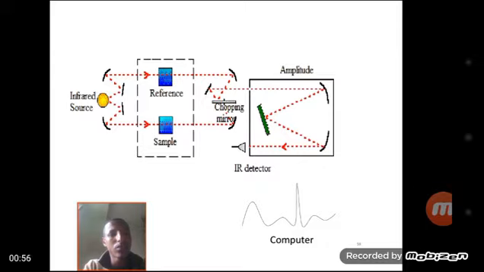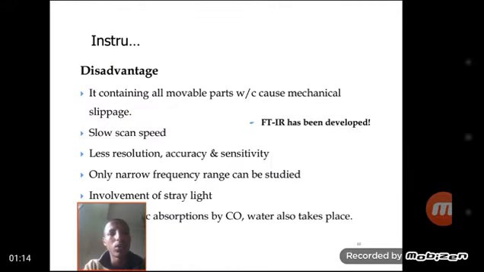As we can see from the instrumentation picture, there is an infrared source and monochromator, reference holder and sample holder, and also an amplifier and detector. It contains all movable parts, which cause mechanical slippage, and these instruments have a slow scan speed, or the rate of scanning is low, and also low resolution.